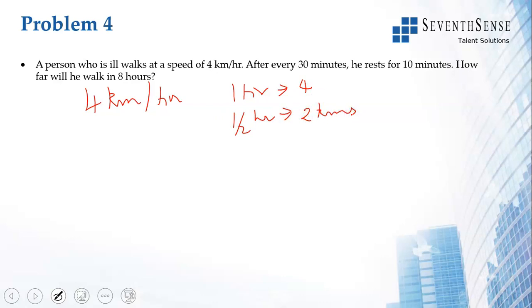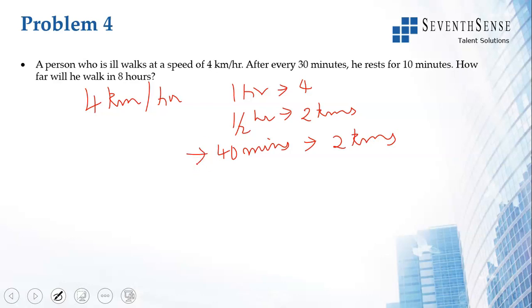Correct? So after covering 2 kilometers, he is resting for 10 minutes. So 40 minutes he takes to cover 2 kilometers. How far will he walk in 8 hours is the question. In 40 minutes he is covering 2 kilometers.